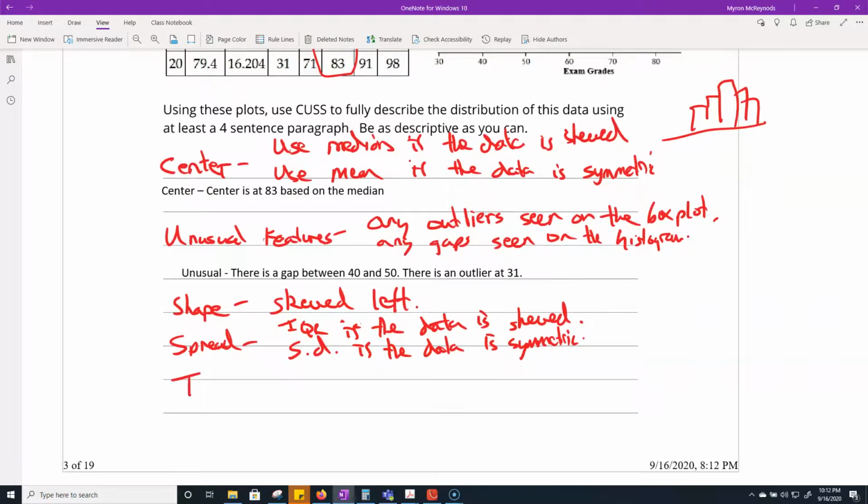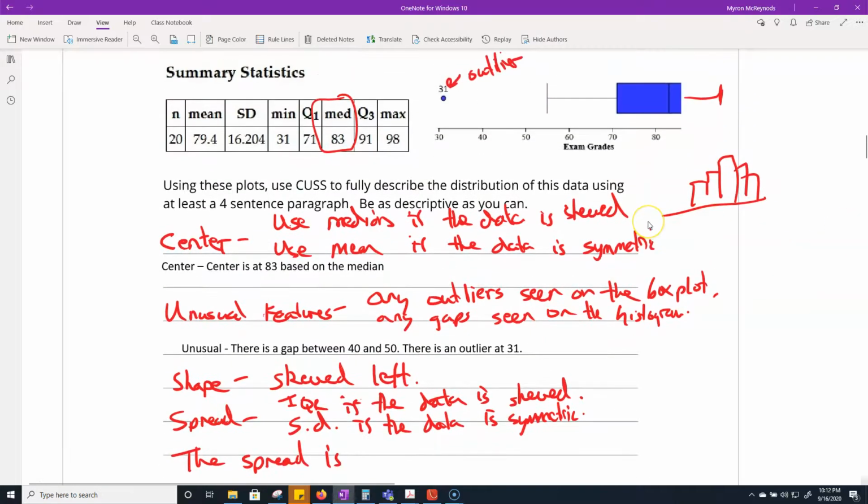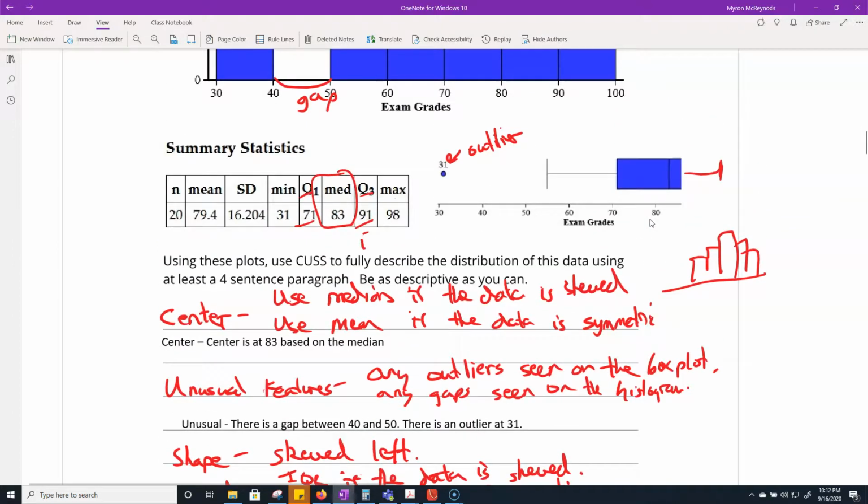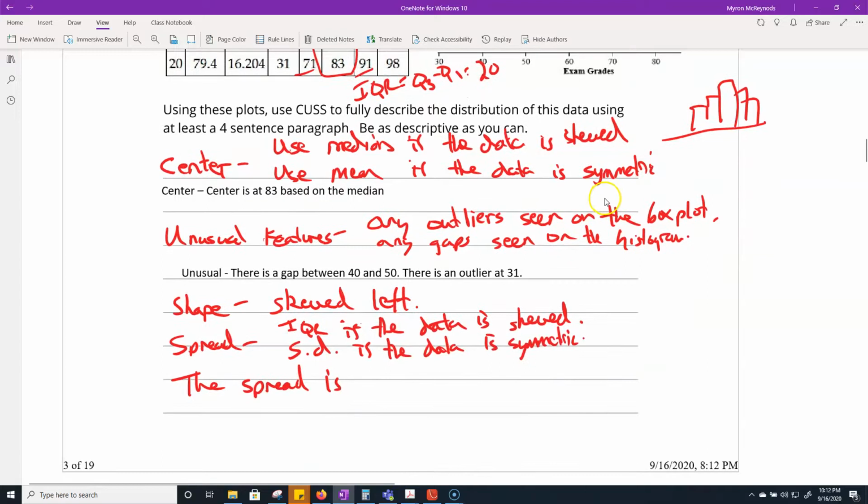So I would say the spread is, and let's look at the IQR, 91 minus 71, Q3 minus Q1. So IQR equals Q3 minus Q1, which is 20. So I would say the spread is 20 based on the IQR, since this is a skewed graph. All right, so that is everything I need. I have my center, my unusual features, my shape, and my spread, and I have this problem completed.